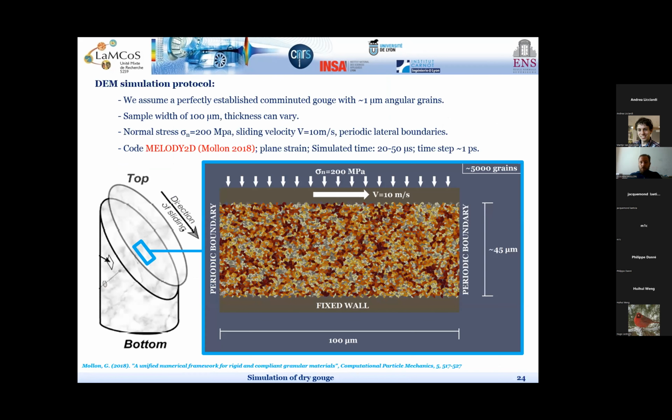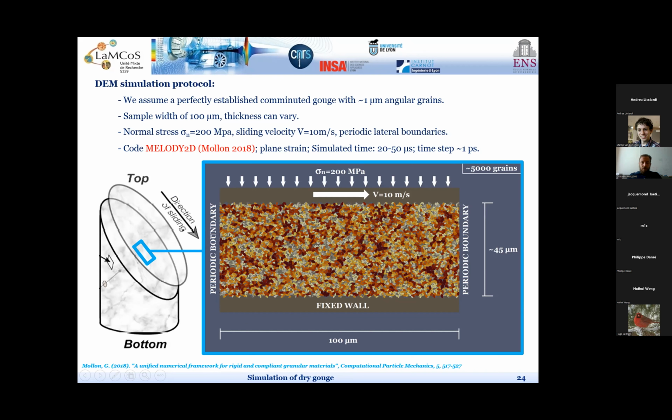This is a sketch of the model I'm using. As you see, it's based on a granular sample, which represents some established layer of comminuted gouge. The grains are about 1 micrometer large in diameter, and the sample width is about 100 microns, and the thickness is varying, but it's a few tenths of micrometers. So we put this under 200 MPa with a sliding velocity which is a bit larger than typical velocities during earthquakes, but I have a good reason for this. I may talk about this later on.